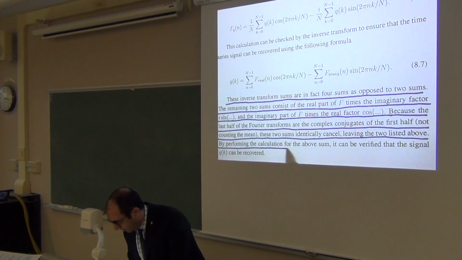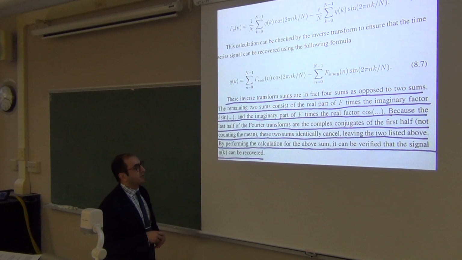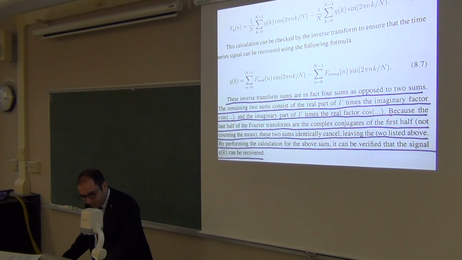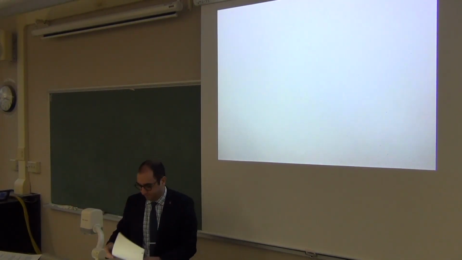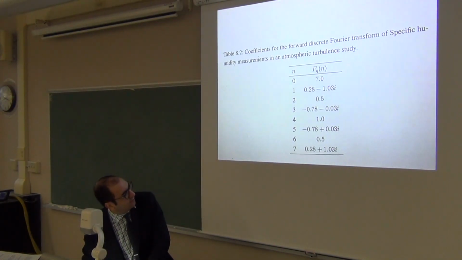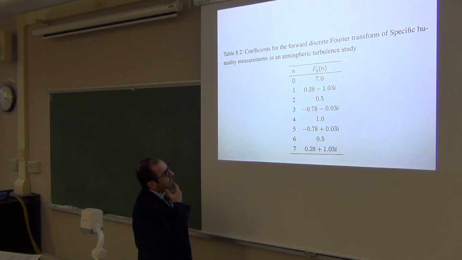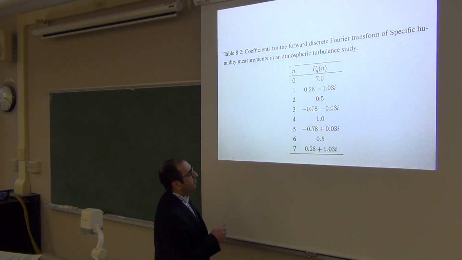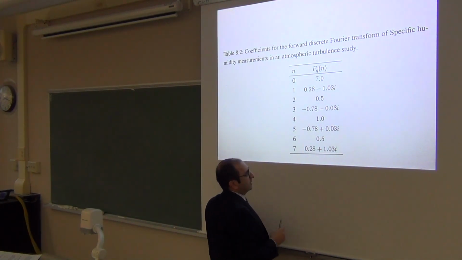By performing the calculation of the above sum, it can be verified that the signal can be recovered, and you can check that. Well, I didn't show you the forward transform. That's what I'm going to do now. If you do the forward transform for the specific humidity, the example I gave you, these are the terms you calculate. So as I said, you need only exactly 8 terms to describe all the frequencies that show the physical phenomenon. So for n varying from 0 to 7, you get 8 different frequencies. These are complex numbers.